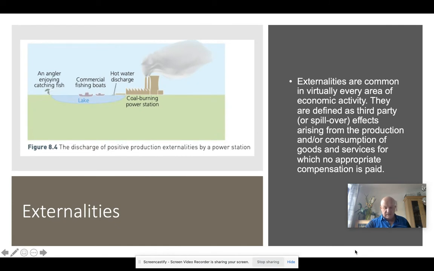So basically, externalities, what are they? They're common in virtually every area of economic activity, and you really want to be looking at page 13 in your CC8 booklets. Essentially they're defined as third-party or overspill effects arising from the production and or consumption of goods and services, for which no appropriate compensation is paid. So effectively, when an item is produced, it's considering all of the costs, and in some cases the benefits, of that particular thing being produced.